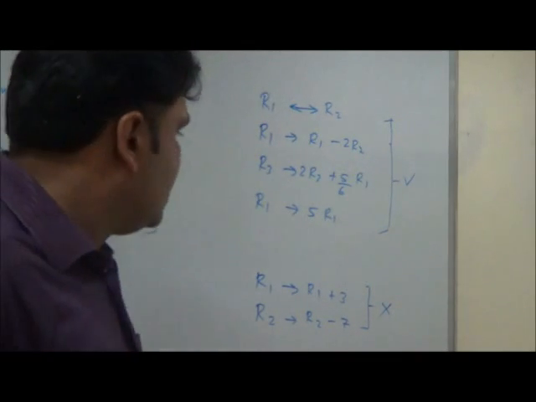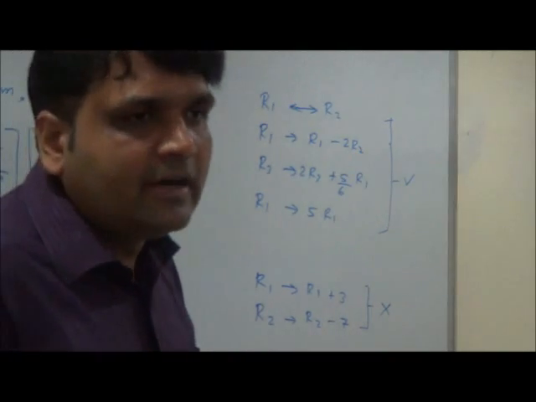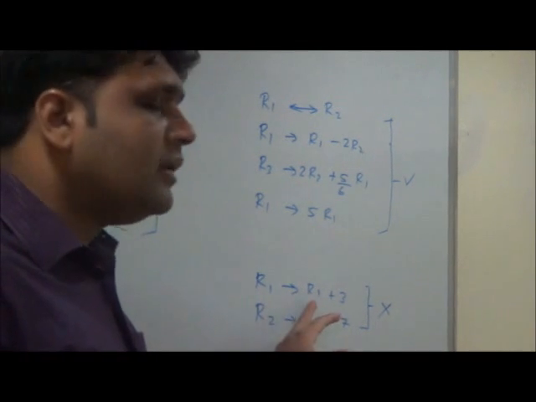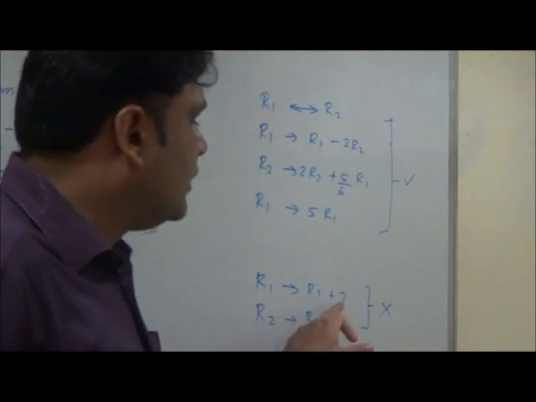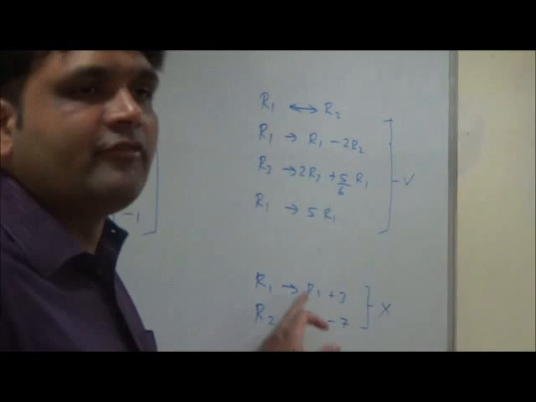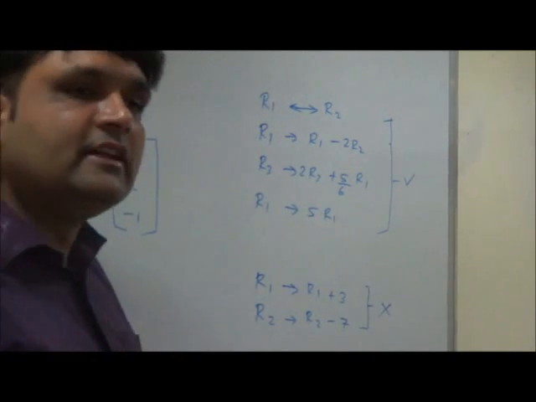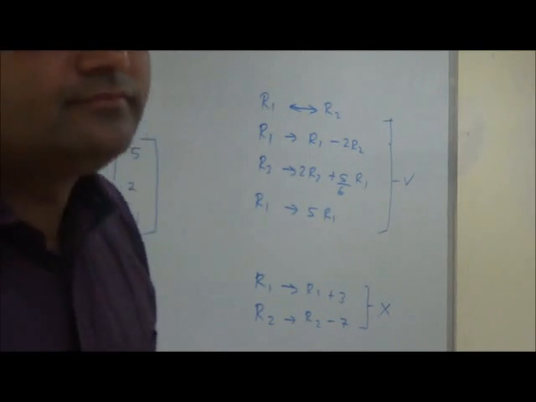You understand? What transformations are not permitted? R1 becomes R1 plus 3. I cannot add a pure number or subtract a pure number from a row. R2 becomes R2 minus 7. This way I cannot do. You understand?